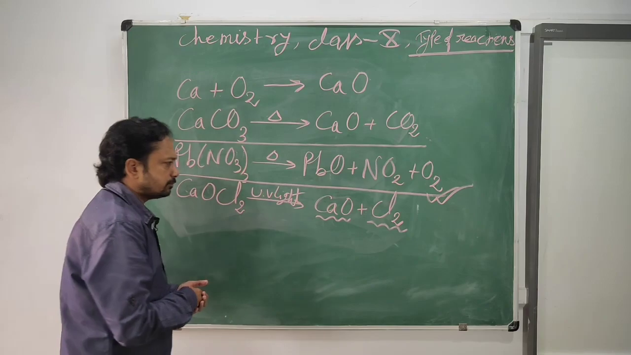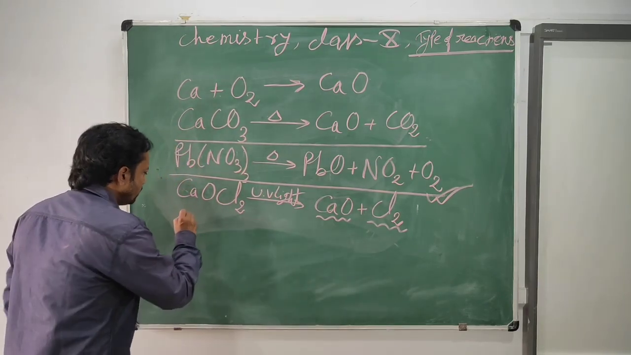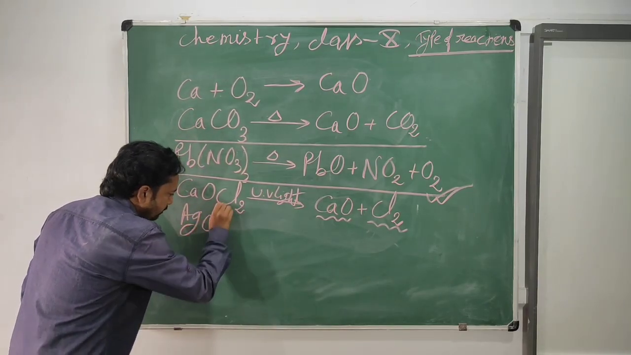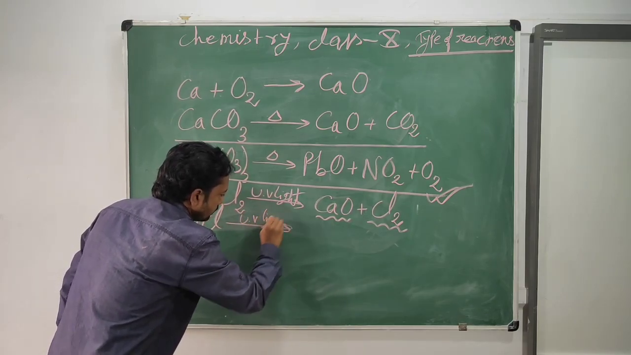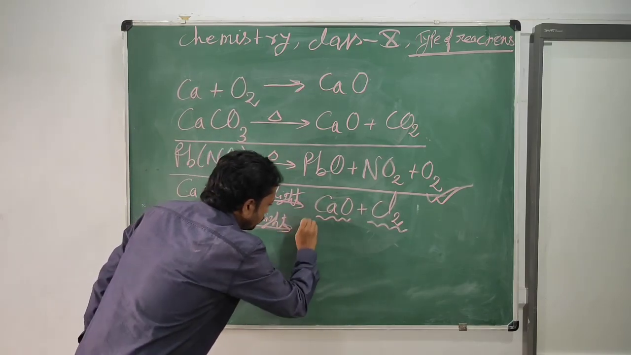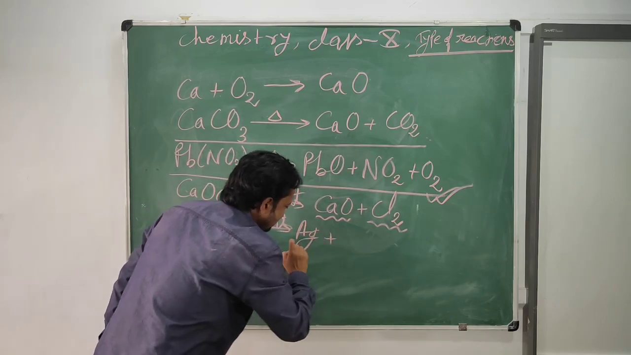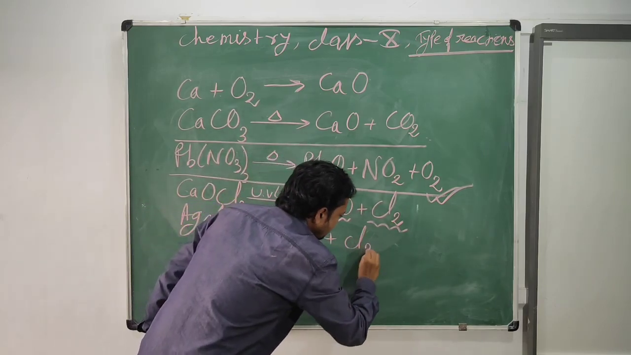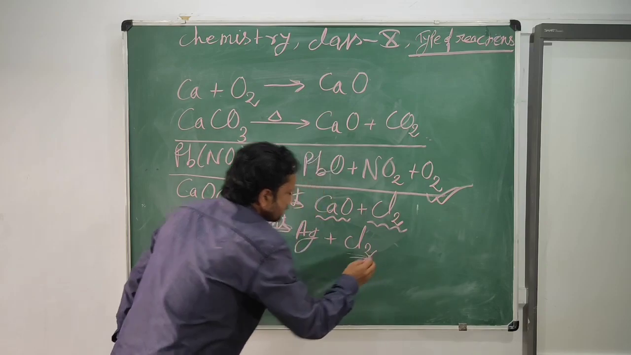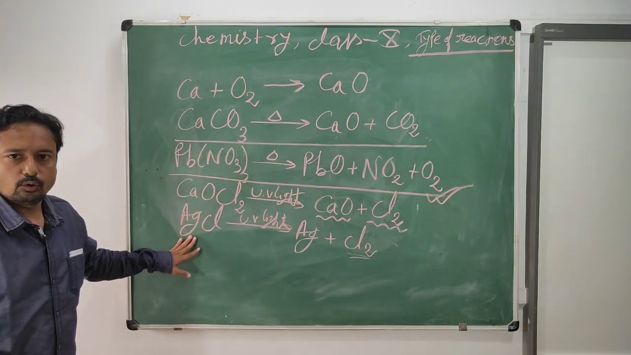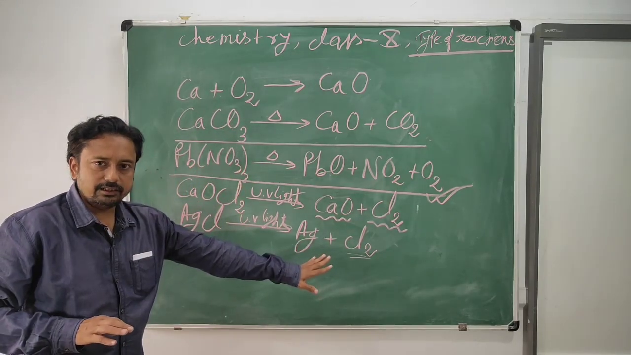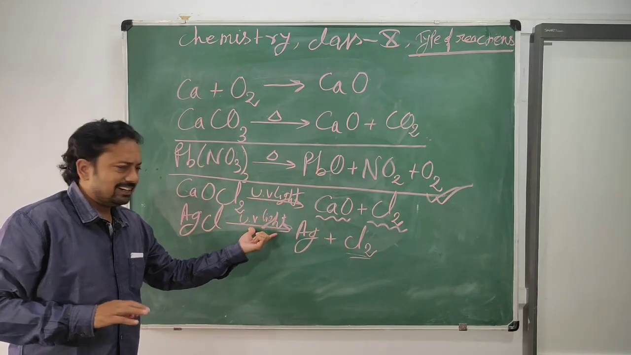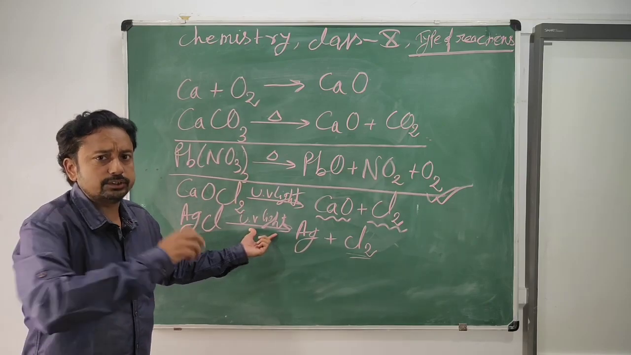Other examples: silver chloride exposed to UV light provides solid silver and releases chlorine gas. So this is also a photo decomposition reaction, because in this decomposition light acts as the energy source.